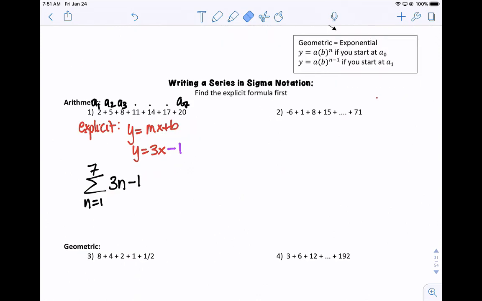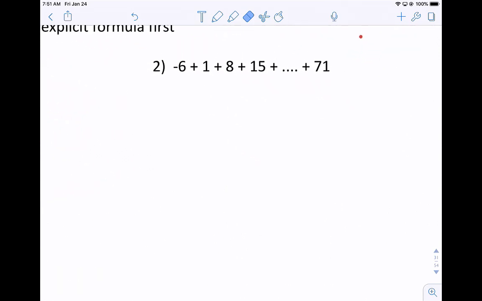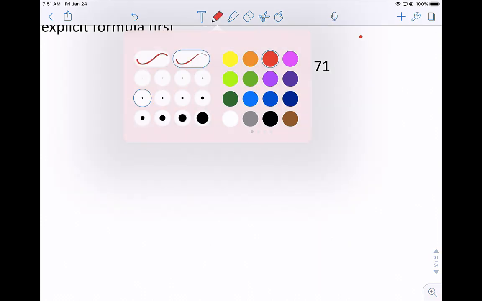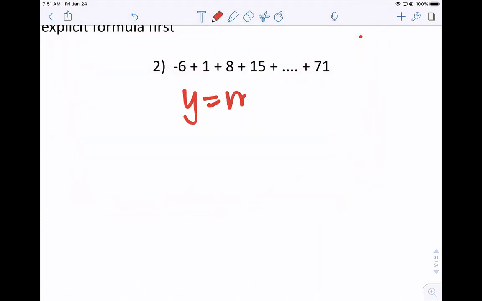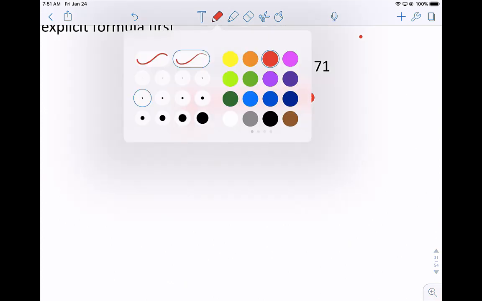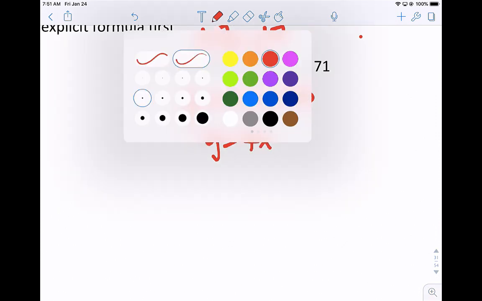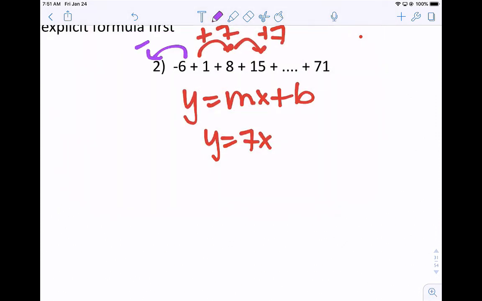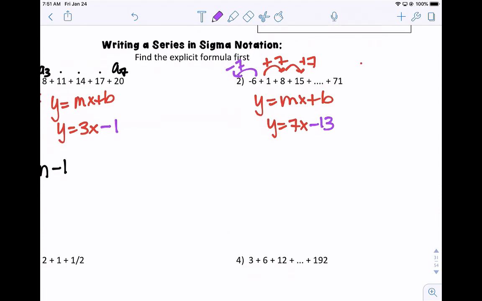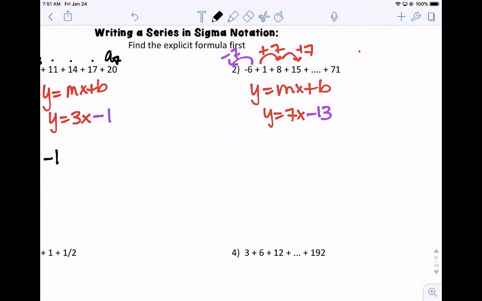Let's do another arithmetic one. So again, let's put it in the form y equals mx plus b. Okay, so again, we need 2 things, slope and y-intercept. It looks like here we're adding 7 each time. So we have y equals 7x. For the y-intercept, instead of adding 7, we're going to go backwards 7. So -6 minus 7 would be -13. So there's your explicit. Let's write the sigma notation.